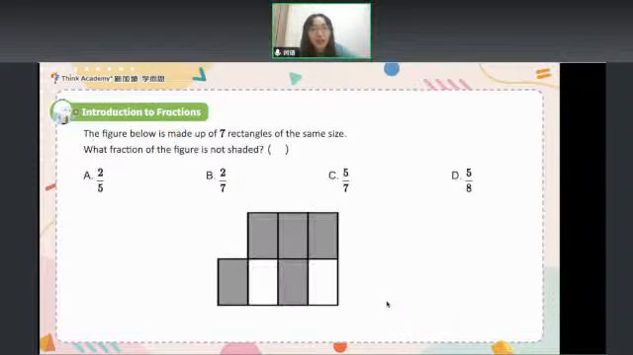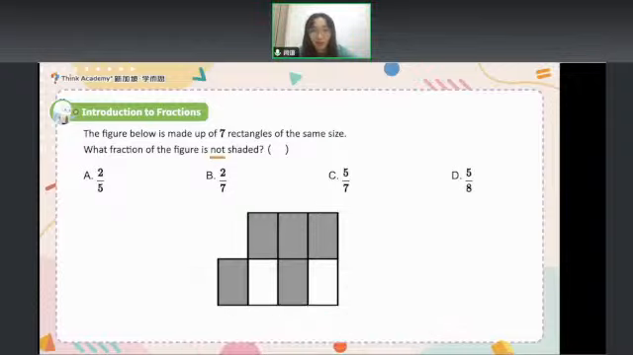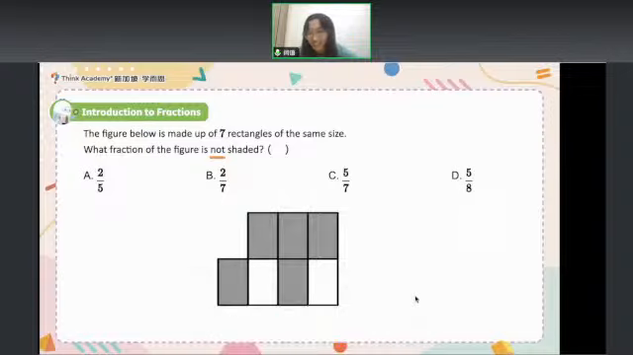So following this, let's have a quick quiz. I give you 20 seconds to choose the answer. The figure below is made up of 7 rectangles of the same size. What fraction of the figure is not shaded? Open your big eyes, everyone. Not shaded. What is the answer?